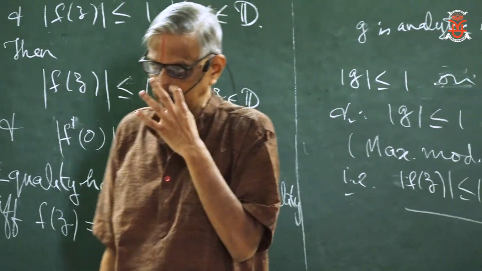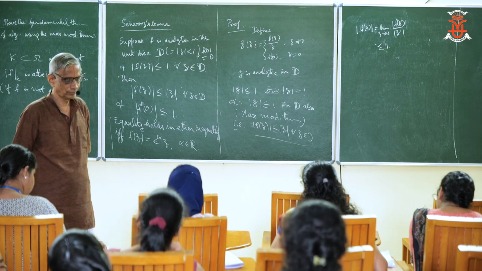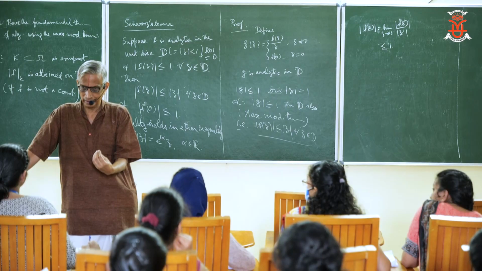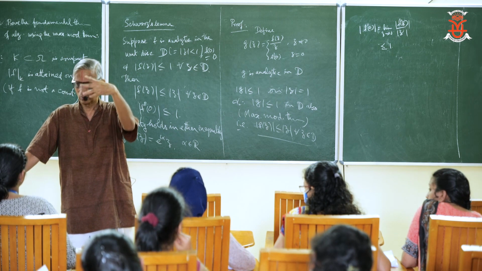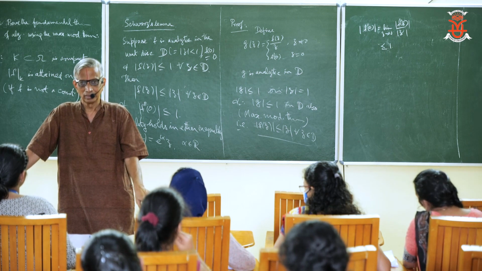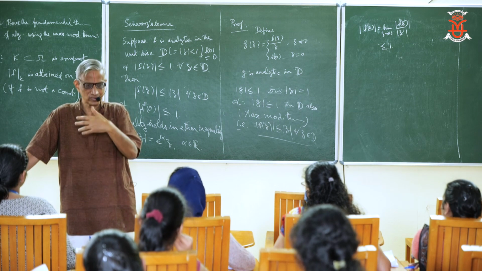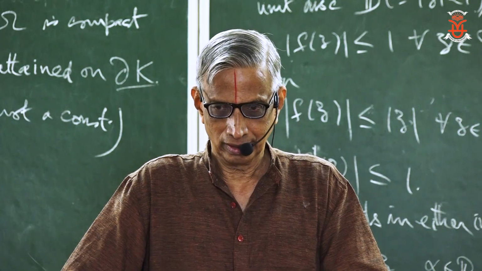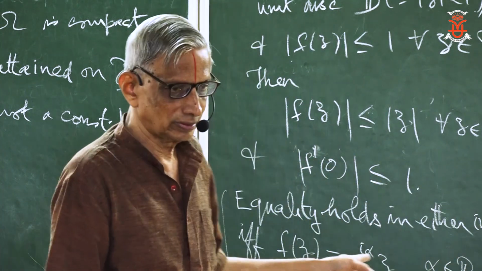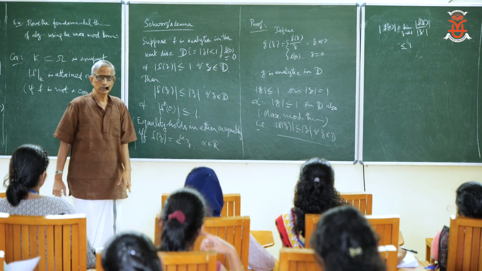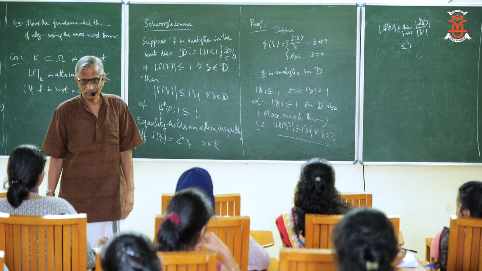What about this condition for equality? When do you get equality? At any point inside, it's less than or equal to that maximum. But when is it equal to that maximum? Only when the function is a constant, right? So equality holds if and only if g z, which is f z over z, is a constant, a constant of modulus 1, because the maximum is 1. So that means f z over z is some e to the i alpha for some real alpha, right? Equality holds in either of these things.